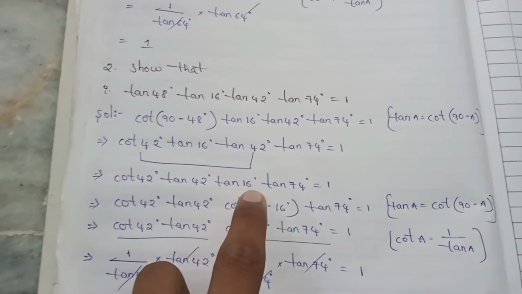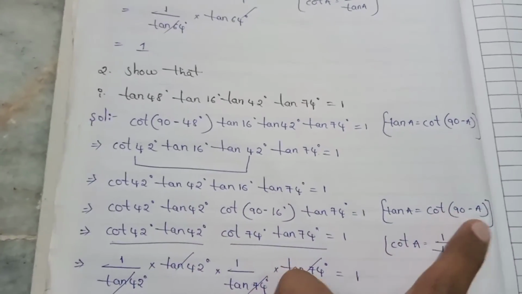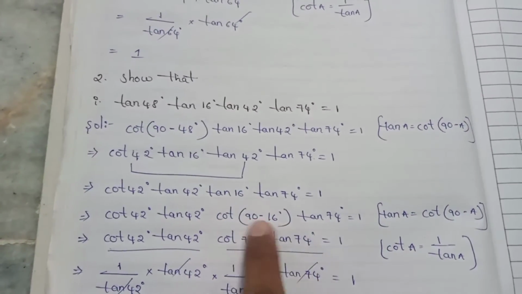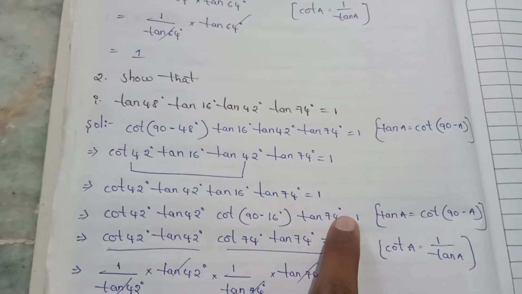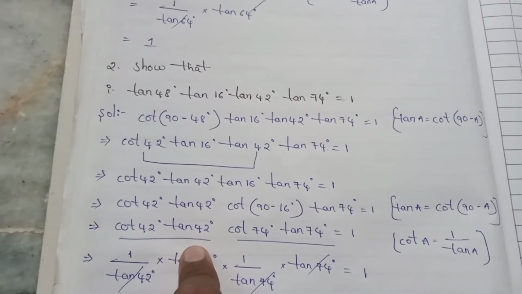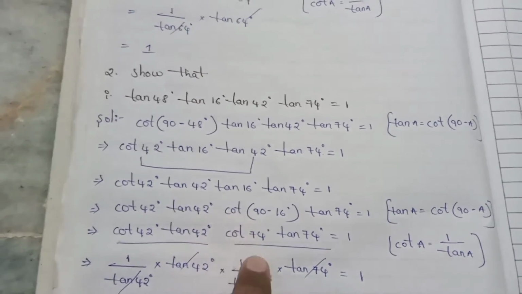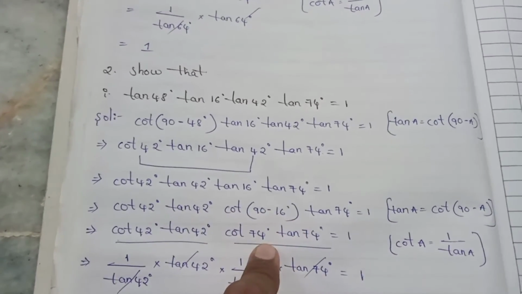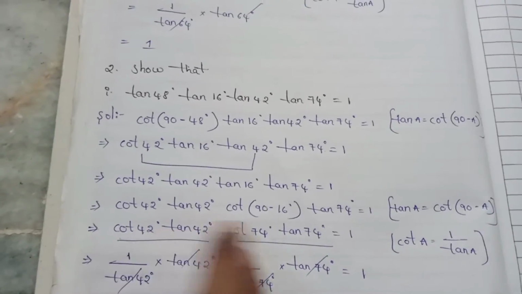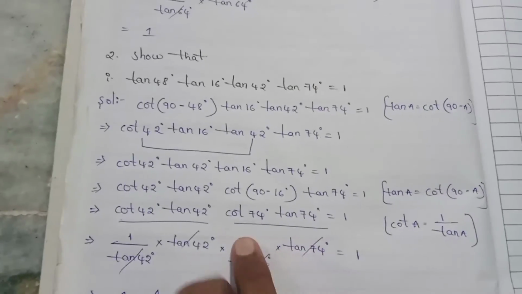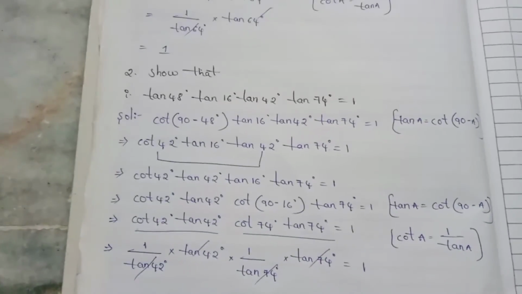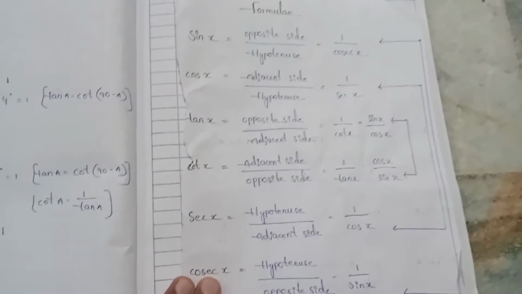Next, tan 16 degrees. Tan A is equal to cot (90 minus A). In the place of A, it is 16. So 90 minus 16, times tan 74 degrees is equal to 1. Cot 42 degrees, tan 42 degrees, cot (90 minus 16) is cot 74, tan 74 degrees is equal to 1. See, here 2 are equal and here 2 are equal. Now, after using this formula also we can't get it.